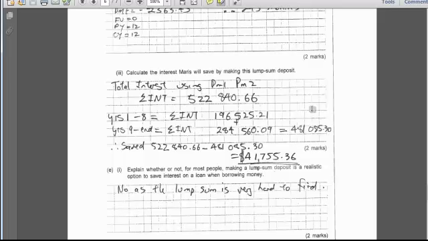And I got $481,085.30. Take that away from the original and you save $41,755.36. So it's a substantial saving.